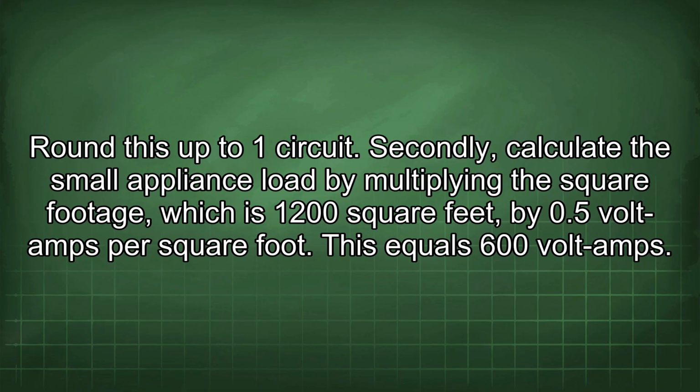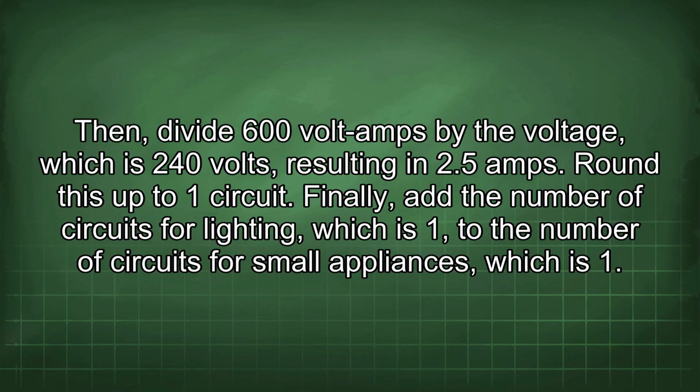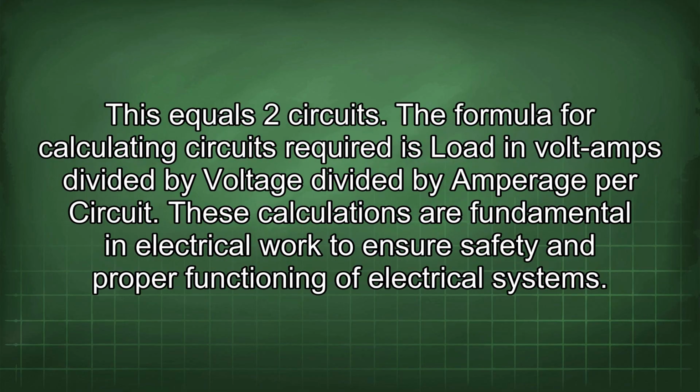Secondly, calculate the small appliance load by multiplying the square footage, which is 1200 square feet, by 0.5 volt amps per square foot. This equals 600 volt amps. Then divide 600 volt amps by the voltage, which is 240 volts, resulting in 2.5 amps. Round this up to one circuit. Finally, add the number of circuits for lighting, which is 1, to the number of circuits for small appliances, which is 1. This equals 2 circuits. The formula for calculating circuits required is load in volt amps divided by voltage divided by amperage per circuit.